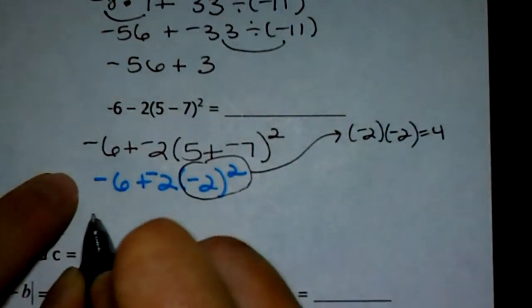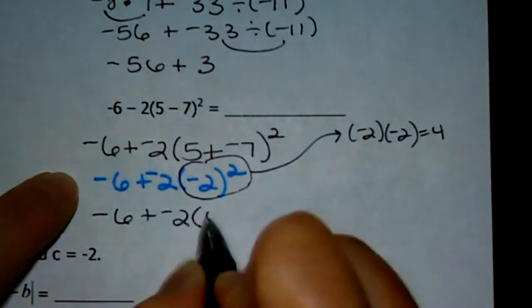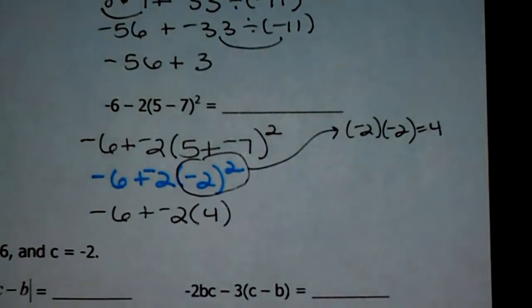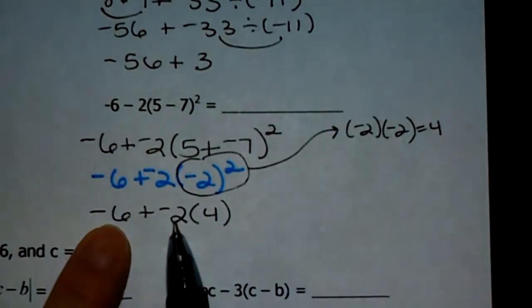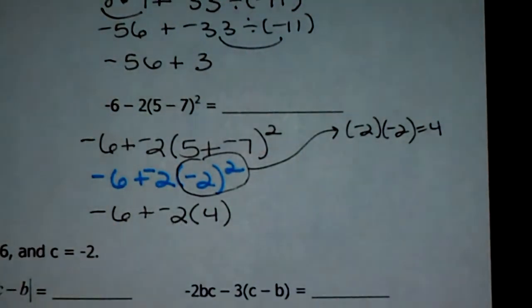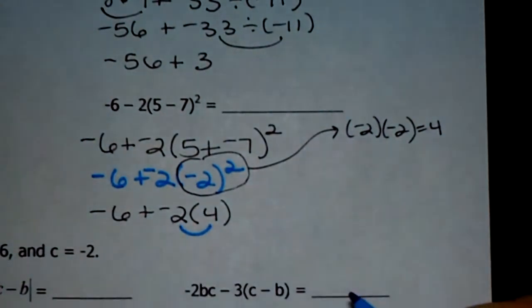That means now I have negative 6 plus negative 2 times 4. Because again, a number next to parentheses means multiplication. Now I know that so many of you want to take negative 6 plus negative 2 right now. But the thing is, you're not allowed to add before you multiply. So your next step needs to be to multiply this negative 2 times 4.